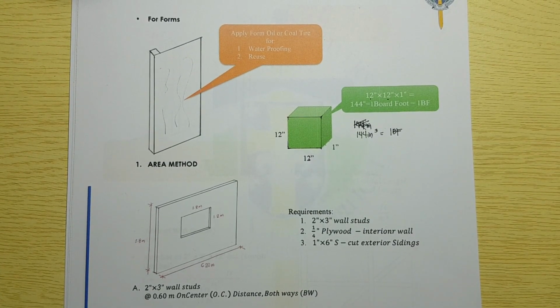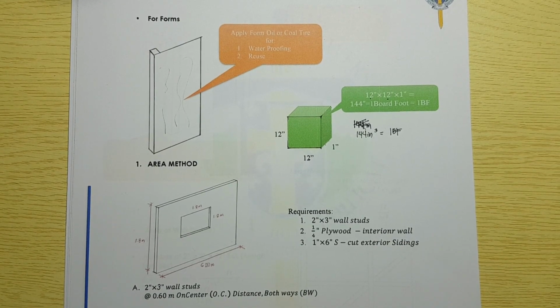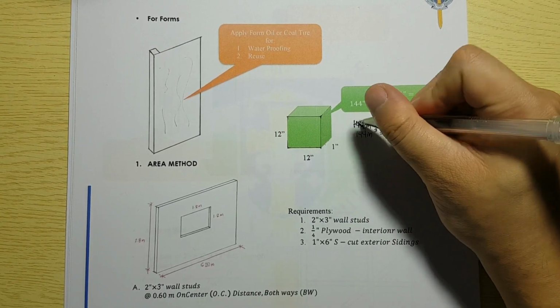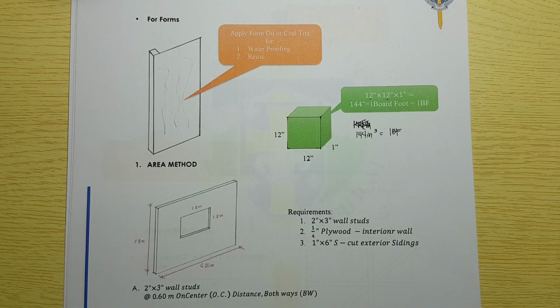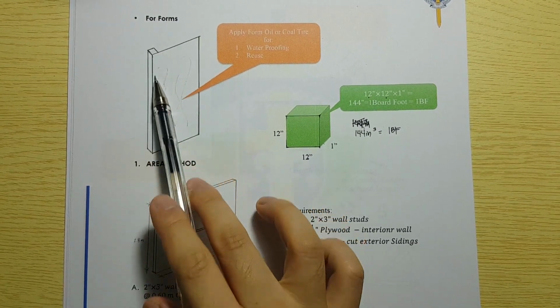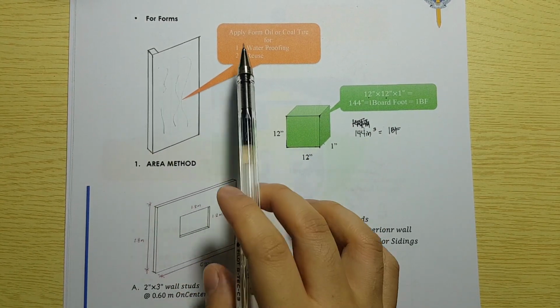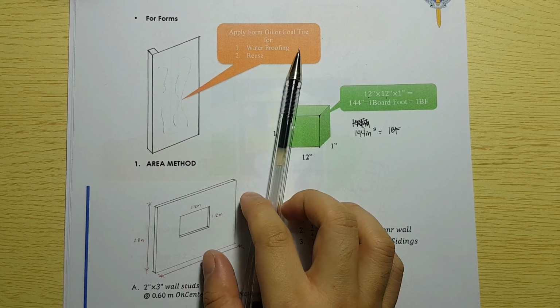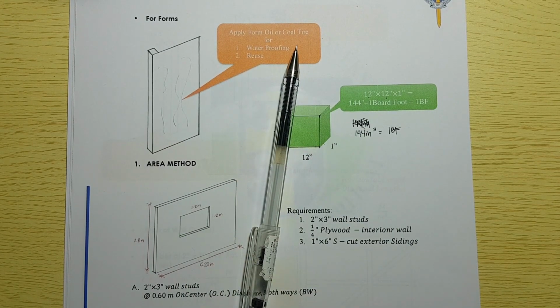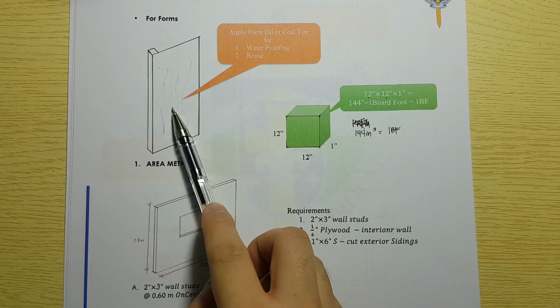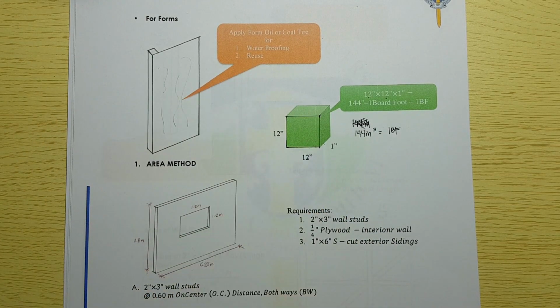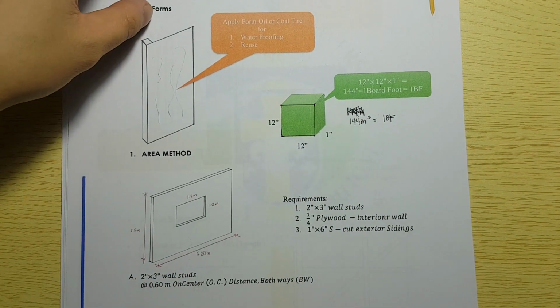In the market, the pricing would be in board foot, or per volume of your material. Just to give you additional information for formworks, we do apply form oil or coal tar so as to protect it from water, so that we will be able to reuse it for the second, third, or fourth time, so that the concrete does not stick to it and the concrete does not bleed through.